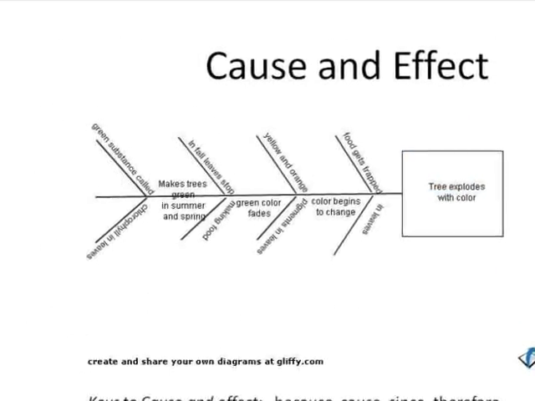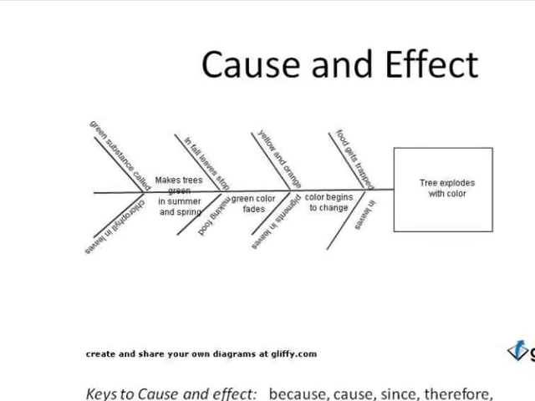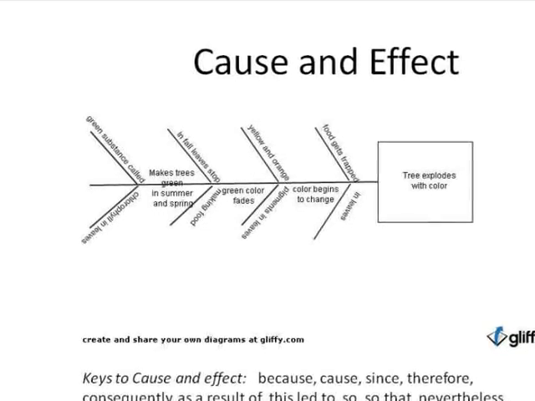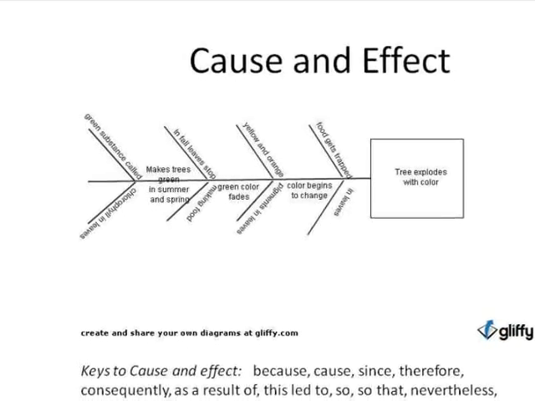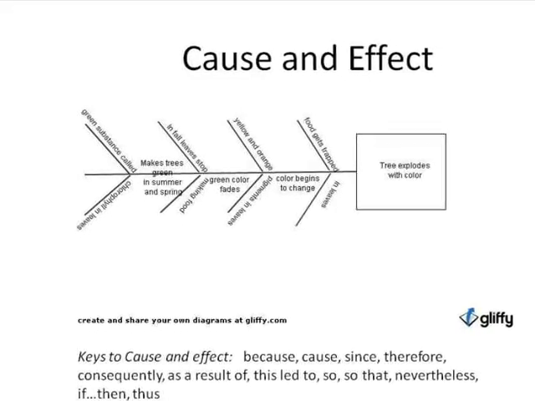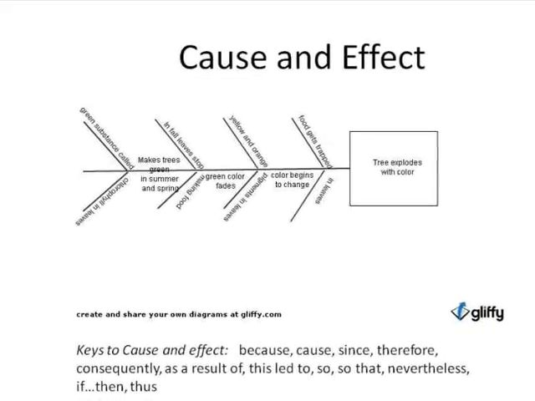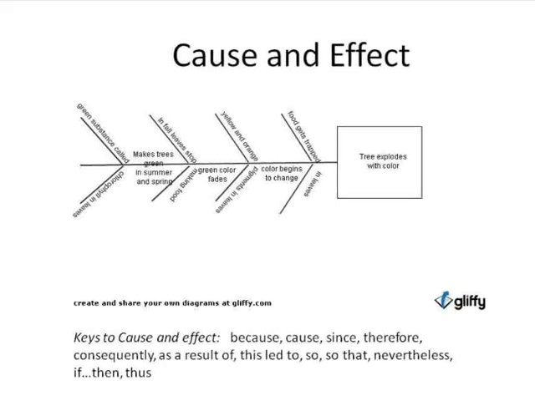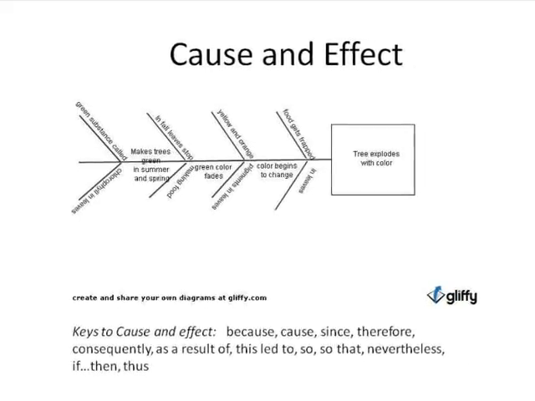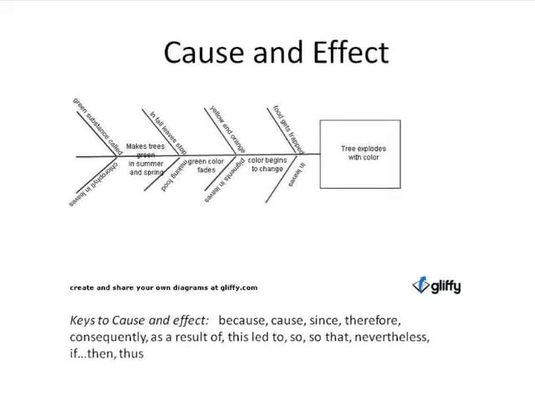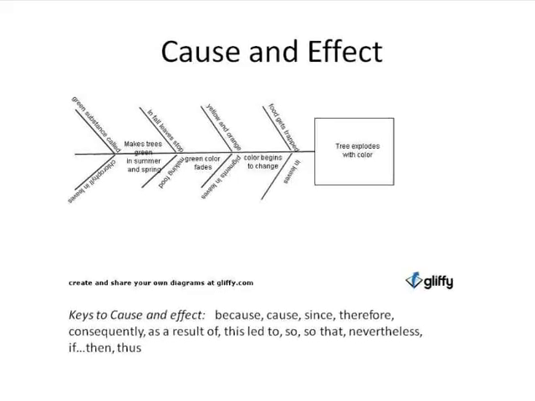Cause and effect can be illustrated using a fishbone graphic organizer. The causes go on the slants and the effects go on the straight. The overriding effect goes in the box. Students can look for key terms like because, cause, since, therefore, consequently, as a result of, this led to, so that, nevertheless, if, then, and thus to help identify such organization.